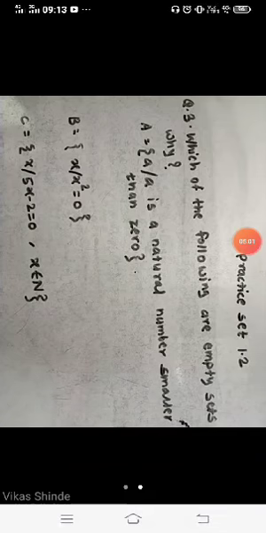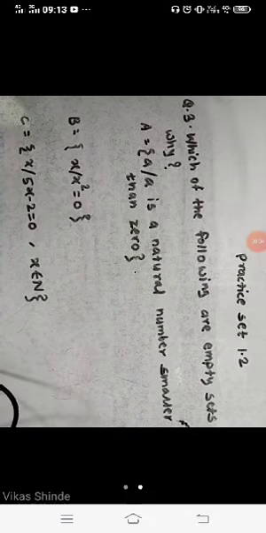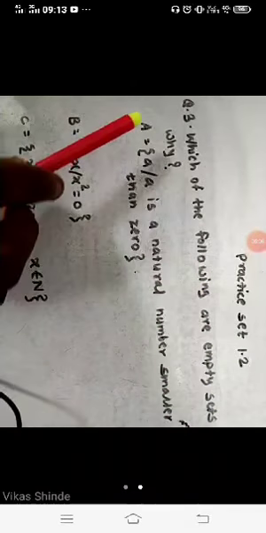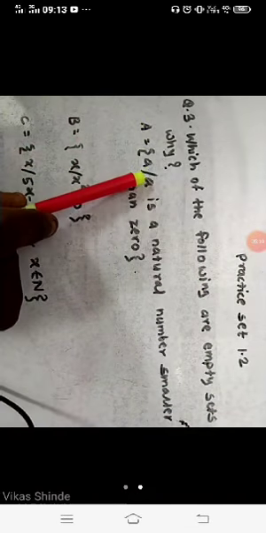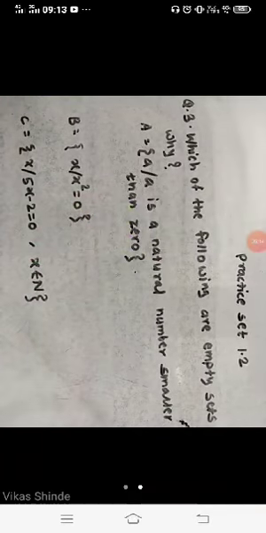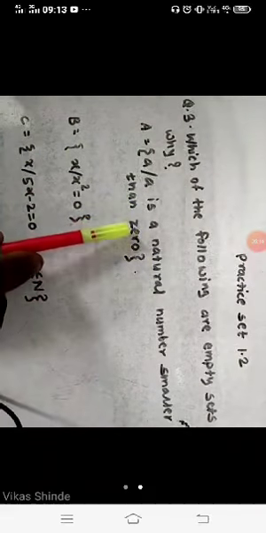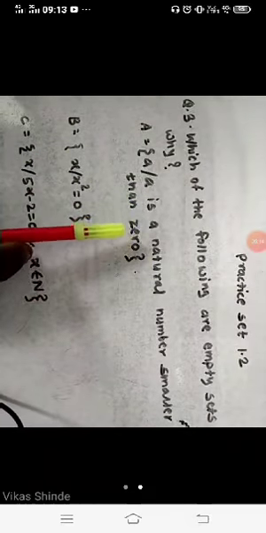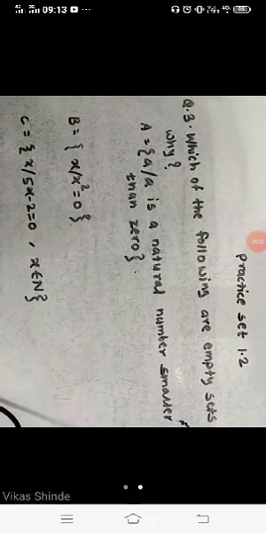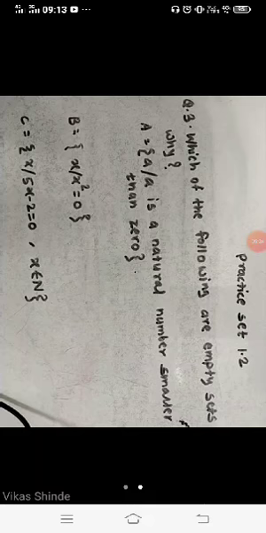Okay student, now look at question number 3 here. Which of the following are empty sets and why? Set A equals {a | a is a natural number smaller than 0}. Okay, we know no number is less than 0. Numbers less than 0 would be -1, -2, -3, but those are not natural numbers; those numbers are called integers.